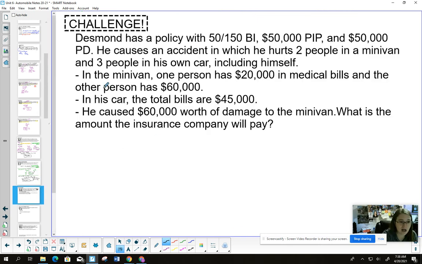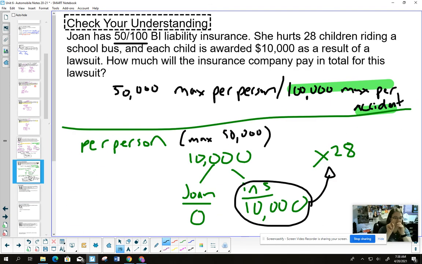So we are not going to do the challenge question just because it's a challenge for a reason. I'm going to try and keep these to this level at most in your homework. So now you can go try the second part of this homework. Again, be very careful. Look at the per person first and then the per accident.